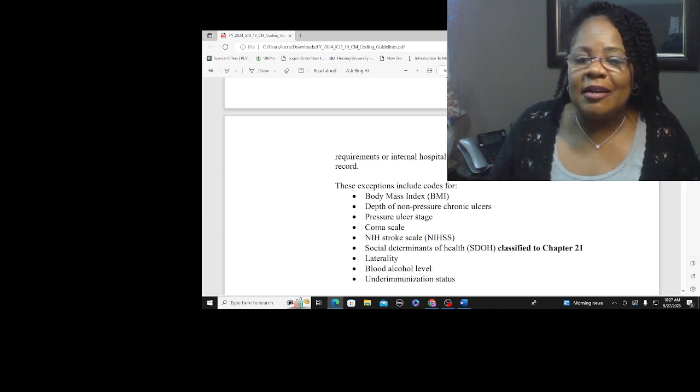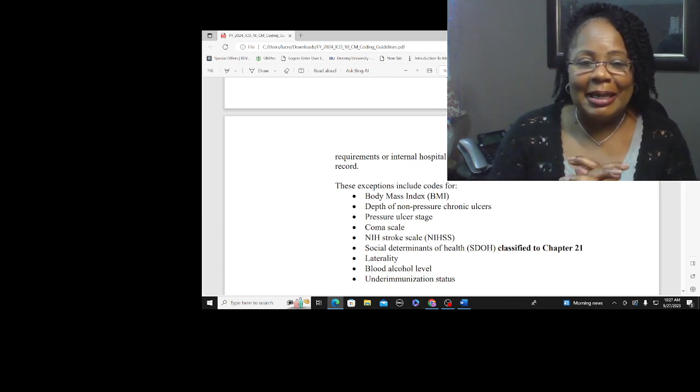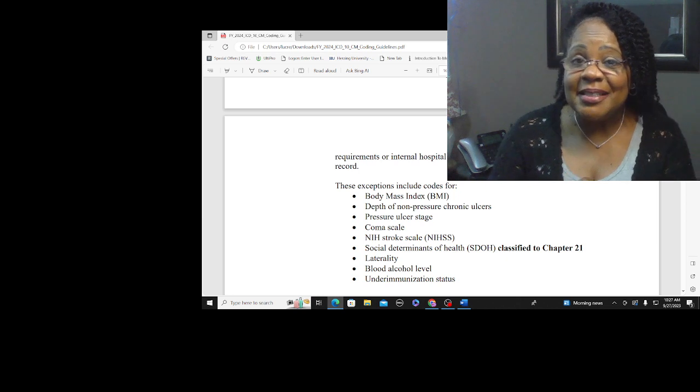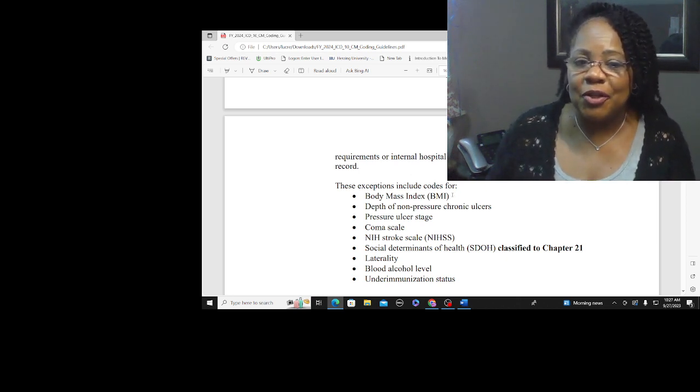With blood alcohol levels and body mass index, I always say when I'm teaching that a lot of times patients don't think they're obese when it comes to obesity, but that BMI helps you determine that.